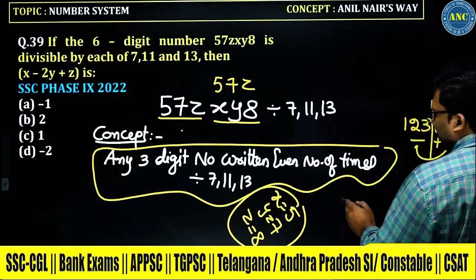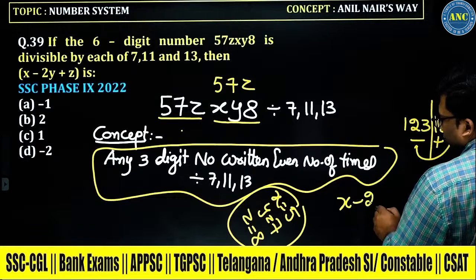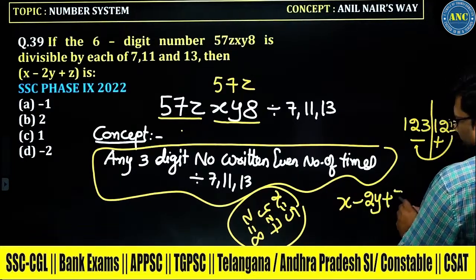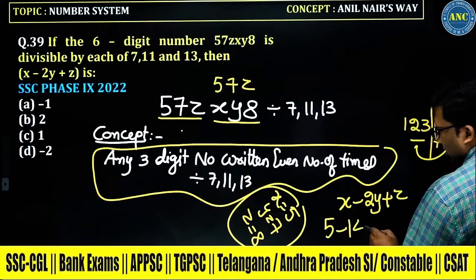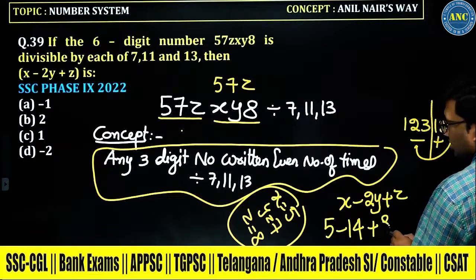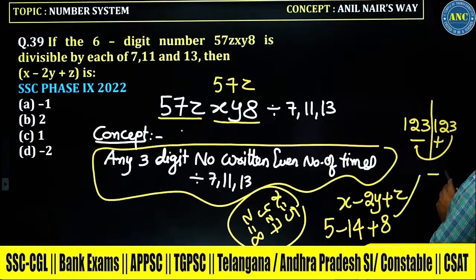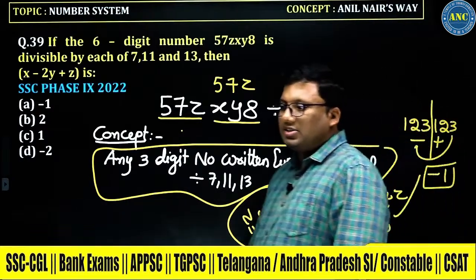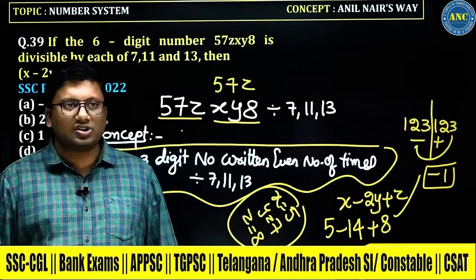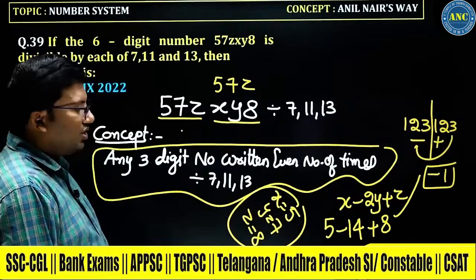What is required? X minus 2Y plus Z. 5 minus 2 sevens, which is 14, plus 8. 13 minus 14. The answer for this question is minus 1. Very, very good question, sir.